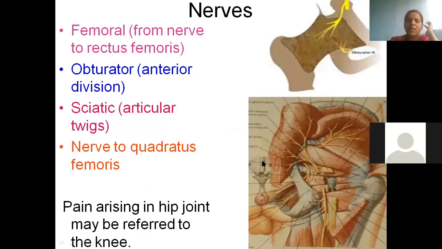Now, what are the nerves? If you remember me telling you, the front of the thigh nerve supply comes from the femoral nerve. In the medial compartment of the thigh, the nerve supply comes from the obturator nerve. In the posterior compartment of the thigh, the nerve supply comes from the sciatic nerve. All these nerves actually supply the hip joint, apart from the nerve to quadratus femoris. So there is referred pain to the knee joint if there is any injury even to the hip joint, because the nerves supplying the hip also supply the knee. Hence, it may lead to referred pain.